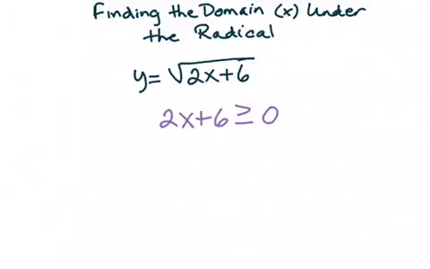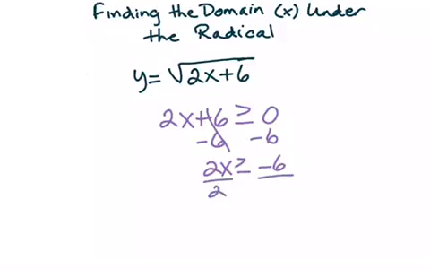All right, well, let's solve this real quick. All right, minus 6 on both sides. 2x has to be greater than or equal to negative 6. Divide by 2 on both sides. x has to be greater than or equal to negative 3.